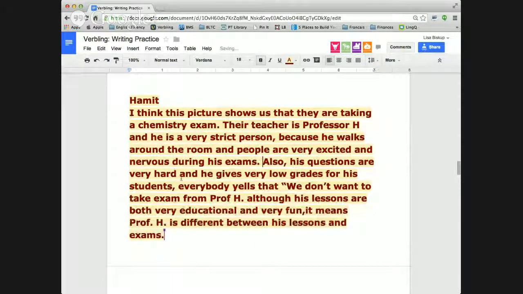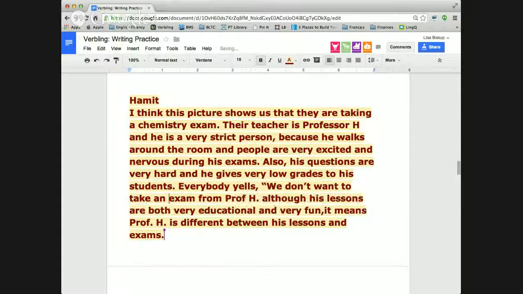Also, his questions are very hard, and he gives very low grades to his students. Everybody yells that. All right, I would put a period there. Everybody yells, comma, we don't want to take an exam from Professor H. And I'd put an exclamation mark there. Although his lessons are both very educational and very funny, it means Professor H is different between his lessons and the exams. All right.